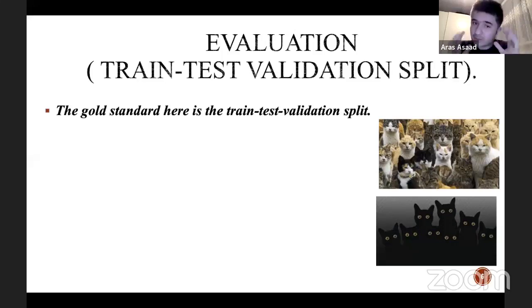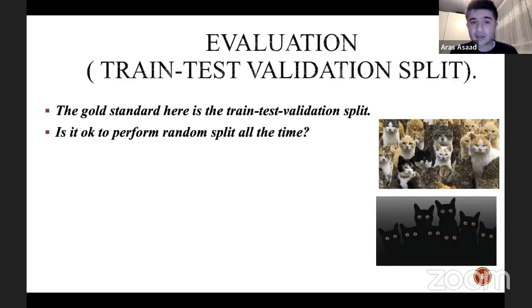So you need to have a clear understanding about your data and how you train and test your system. How do you split it, right? Then, is it okay to perform a random split? Say that you have a data set of 1,000 images, 500 from one class, 500 from the second class. Is it okay that all the time you do a random split? Maybe it is, maybe it is not. Let me give you an example.